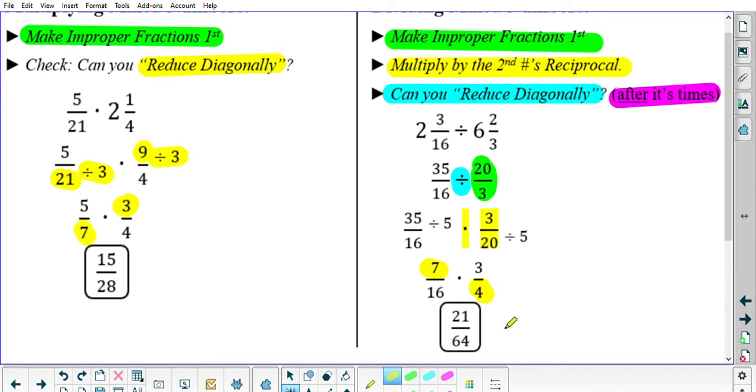It's still good to check, like 21, what is it divisible by? 3 and 7. Is 64 divisible by 3 or 7? No. 21 is also divisible by 21 and 1. Is 64 divisible by 21? You could check. 21 can make 63, but not 64. So this is already in simplest form.